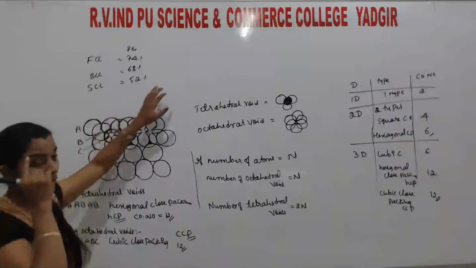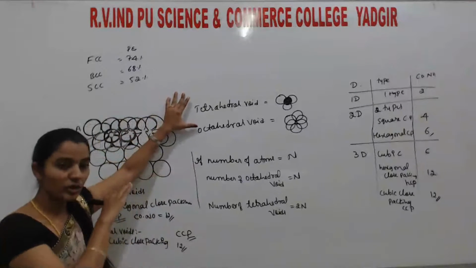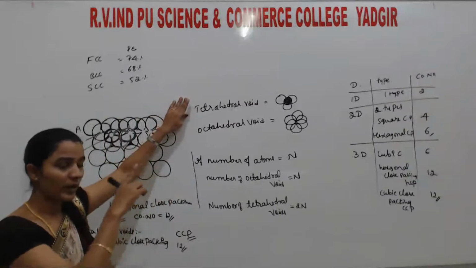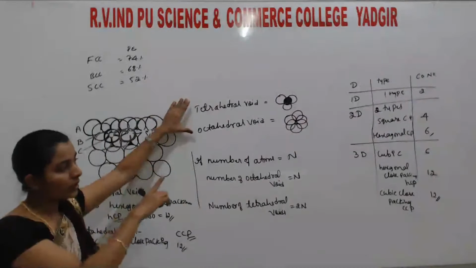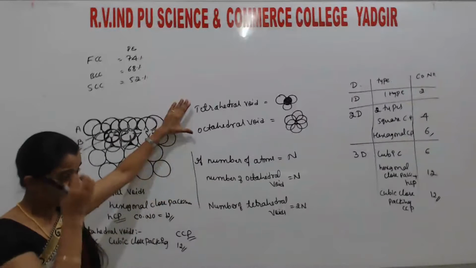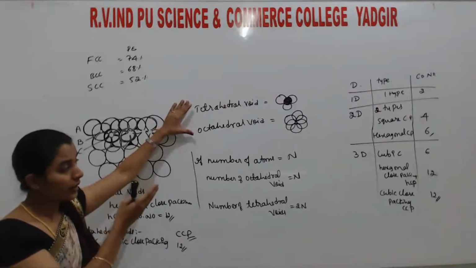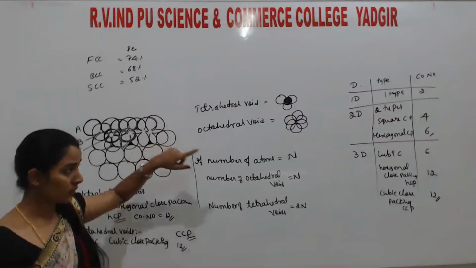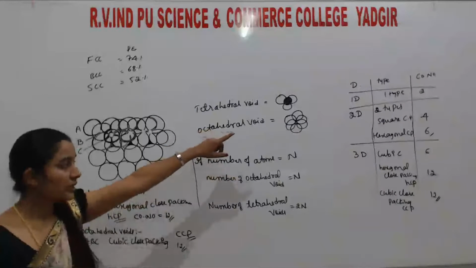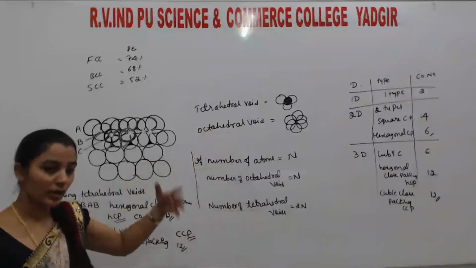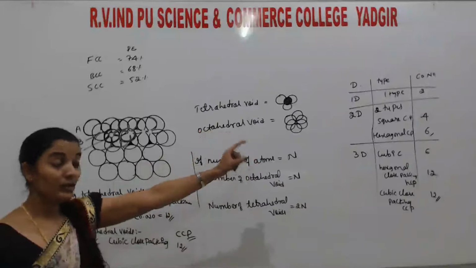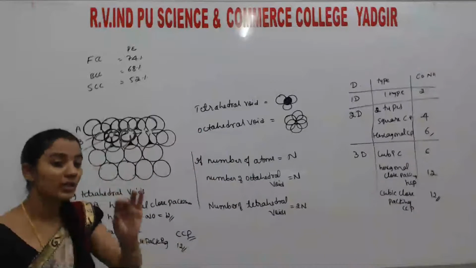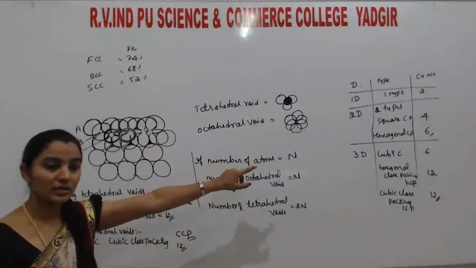Understood? So listen, in one dimension the coordination number is 2, they are arranged in a straight line. In two dimension, two types are there, one is square close packing, another one is hexagonal. In square close packing, the coordination number is 4. In hexagonal close packing, the coordination number is 6. Third one is three-dimensional arrangement. By using square close packing structure, if we keep on arranging the structures, then we will get cubic structure. It is not cubic close packing. It is perfect cubic structure. The coordination number is 6.